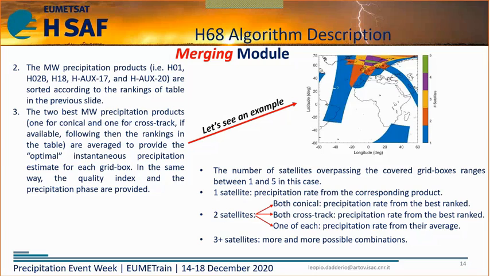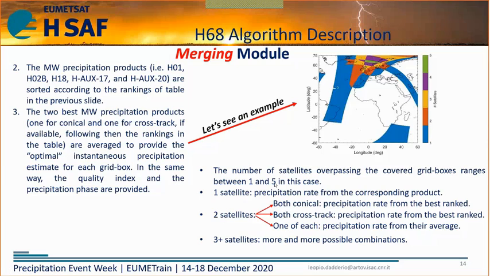So consider this plot on the right, where you have the number of satellite overpasses over the H SAF extended area in a given 30 minutes. So you have grid boxes with one satellite, the blue points, grid boxes with 2, 3, and up to 5 satellites. So what does the merging module do? If you have one satellite, it's very easy. The precipitation rate is taken from the corresponding product.